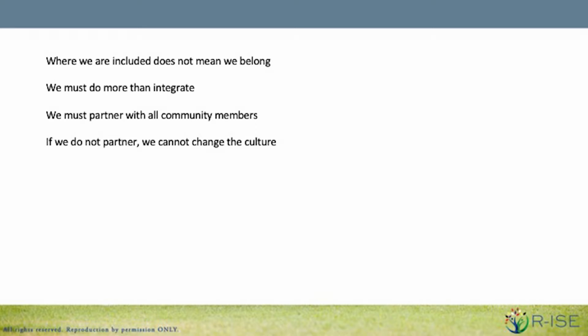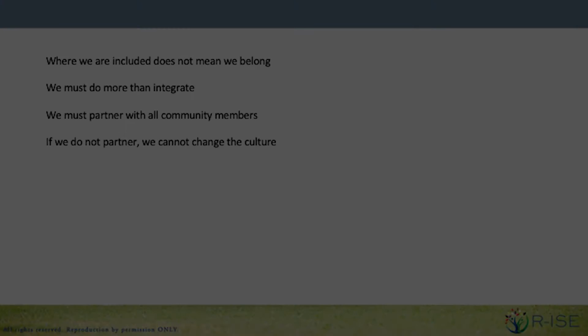We must do more to integrate ourselves and to be vulnerable and to help the children that we serve be more integrated so that they can eventually belong to that community. We must partner with community members around us and bring them on board to help support the child or even ourselves. If we do not partner, we cannot change the culture. We can't do it by ourselves. So let's look a bit at how we can go about making those changes.